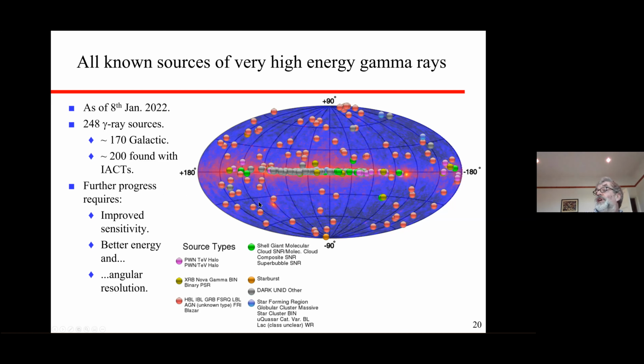If you want to learn more about these things, we have to further improve the instruments. We want to make them more sensitive, which means improving the sensitivity of the camera, but also making the arrays larger so we capture more of the Cherenkov light. We'd also like to improve the energy and angular resolution.